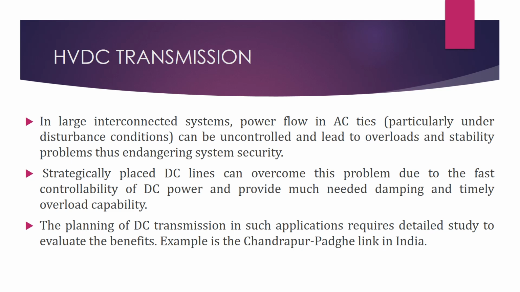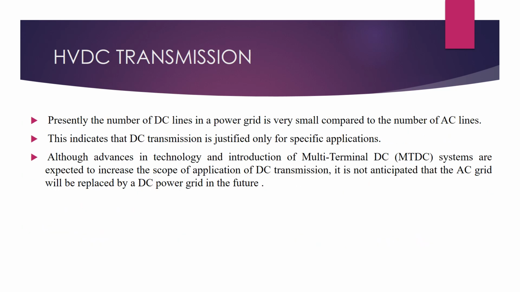The planning of DC transmission in such applications requires detailed study to evaluate the benefits. An example is the Chandrapur-Padghe link in India. This is the best example for HVDC transmission.